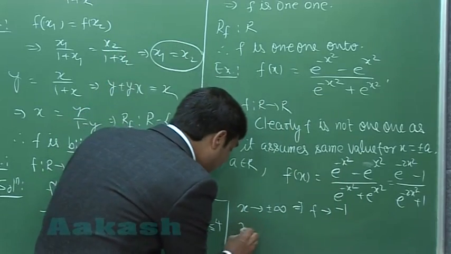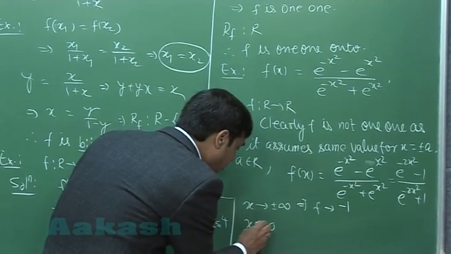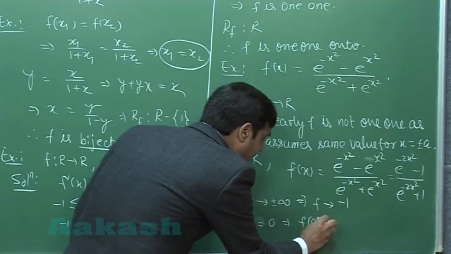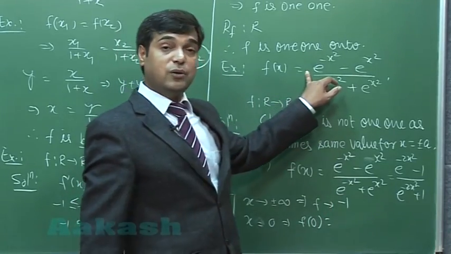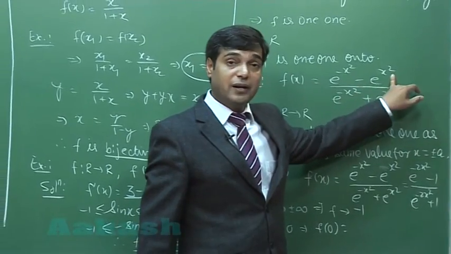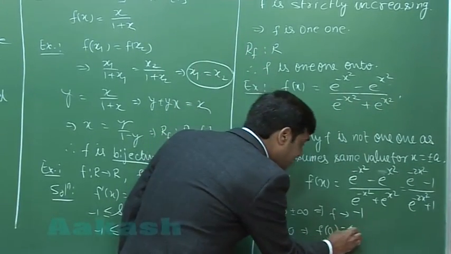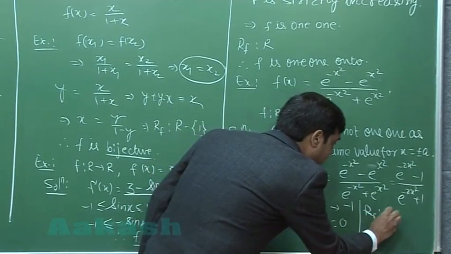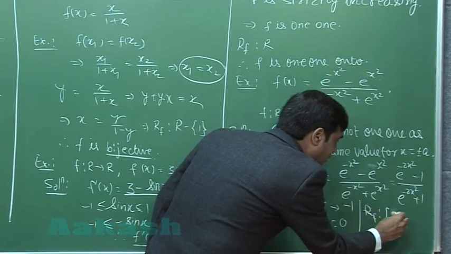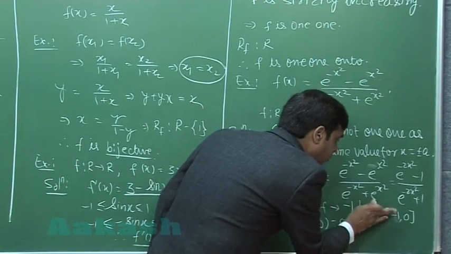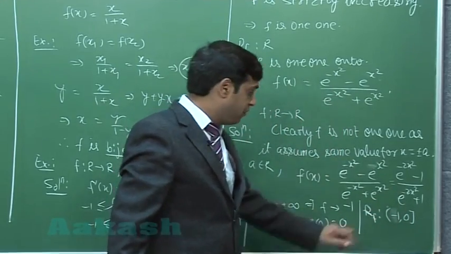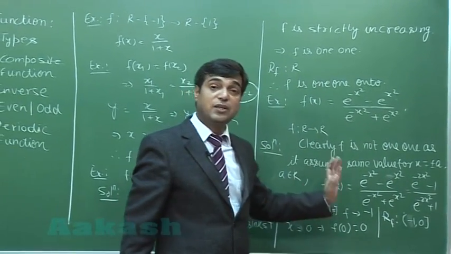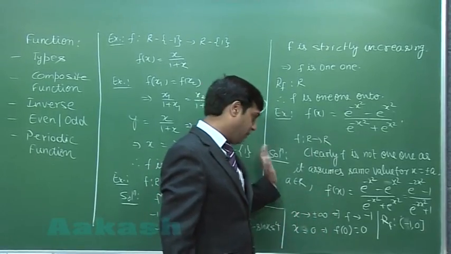Now, as x is going to 0, what do we find? We can put the value as well. We observe that f(0) becomes e to the power 0, that is 1, minus 1 upon 1 plus 1. So it is simply 0. So we find the range of the function as -1 to 0, approaching towards -1, where -1 is open and 0 is closed, that is included. I repeat this question.